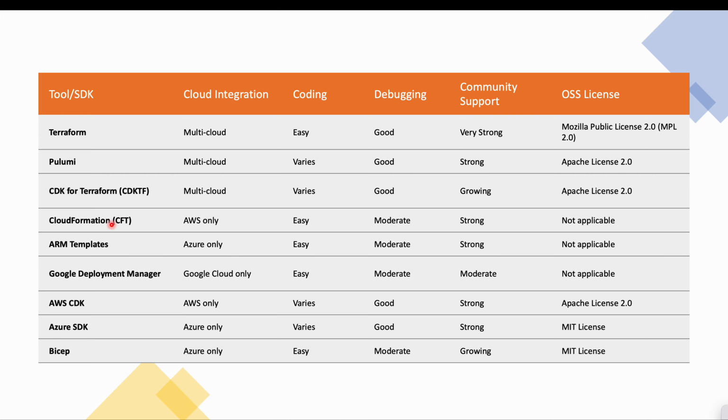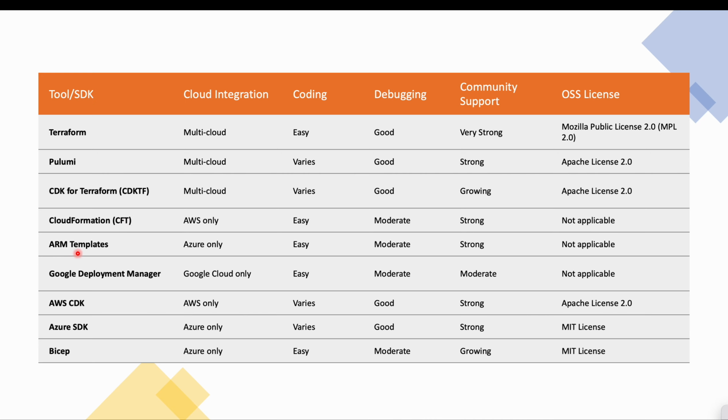When you come to AWS CloudFormation, it supports only AWS. Using CFT, you can create resources only in AWS. The coding part is easy because you can write in YAML or JSON. Again, it's very easy, but debugging is moderate, and community support is good. As for license, there is no license needed because it is part of the AWS service. If you have an AWS subscription, then you can make use of CloudFormation.